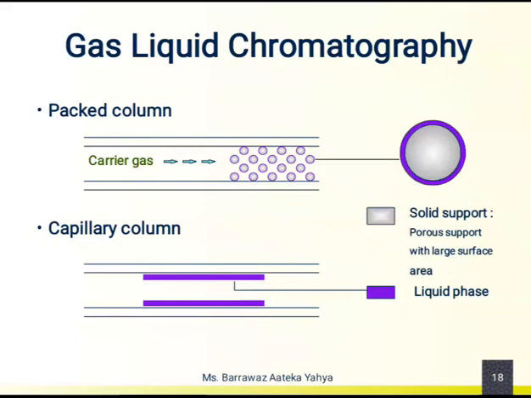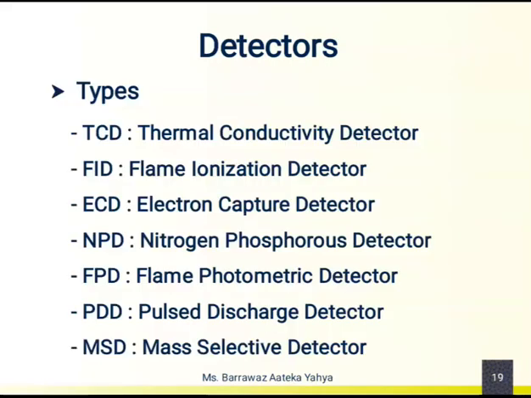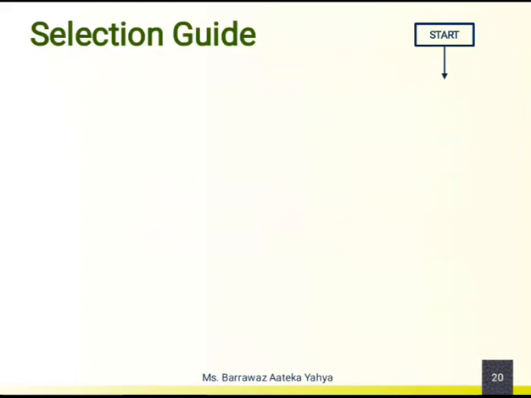Then we have the types of detector. Once the sample reaches from the column and elutes out, it reaches the detector. There are various types of detector based on the type of sample eluting from the column. The various types of detector are thermal conductivity detector, electron capture detector, nitrogen phosphorus detector, and flame photometric detector. All these have their own individual sensitivity ranges, detection limits, and detectabilities. So based on the type of our need, we have to choose the detector from among all these.